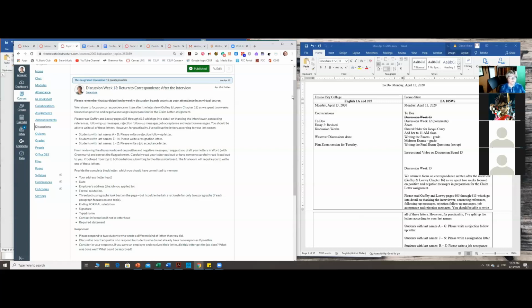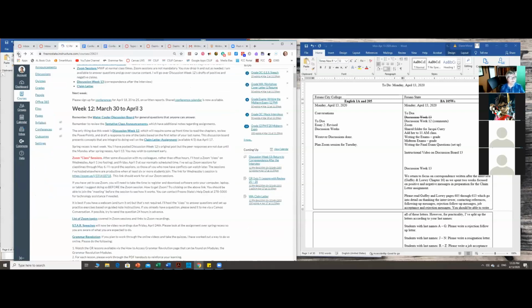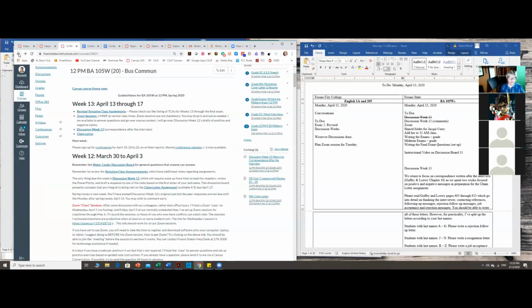Okay. All right. So Guthrie and Lowy, it's not that much. It's page 605 through 613. So that's only 5, 6, 7, 8 pages. If you read through that and exactly follow what they did, you will do fine on this. Okay, the discussion board, it's real life writing. You're going to have to write these things. So that's it. Okay, good.